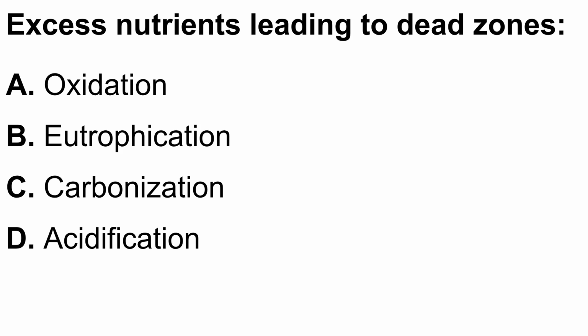What is the term for excess nutrients leading to dead zones in the ocean? Oxidation, eutrophication, carbonization, or acidification? The process where excess nutrients lead to dead zones in the ocean is known as eutrophication.